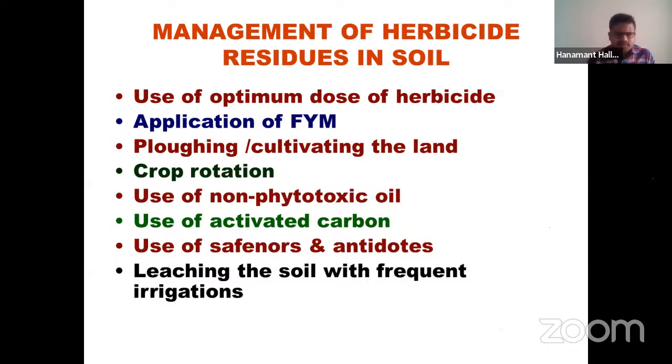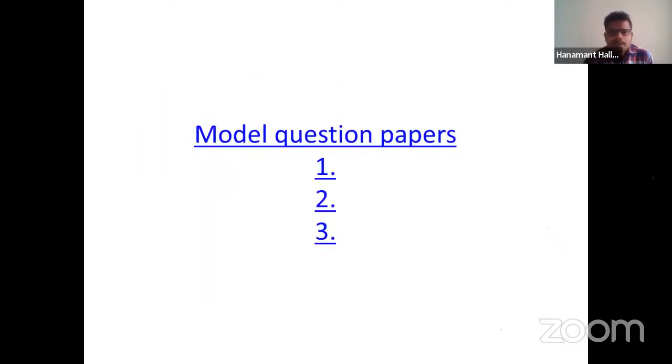Then leaching the soil with frequent irrigation. So this we can do, but leaching out herbicides, leaching out chemicals through frequent irrigation may again lead to groundwater contamination due to leaching. So these are some of the practices through which we can reduce the herbicide residues in the soil. So friends, so far I have discussed some of the important topics in weed management. Some of the topics I will again cover in the next lecture.